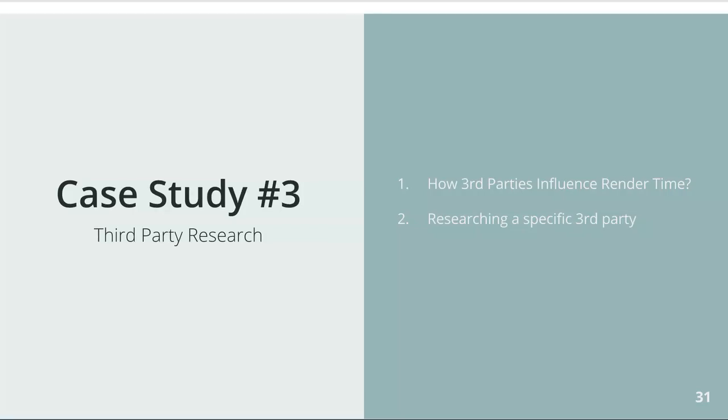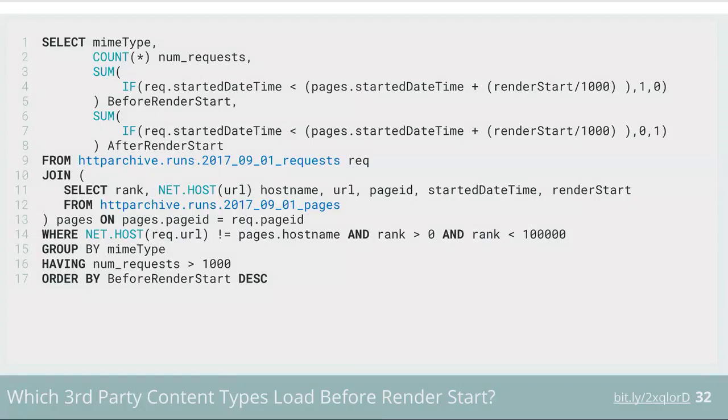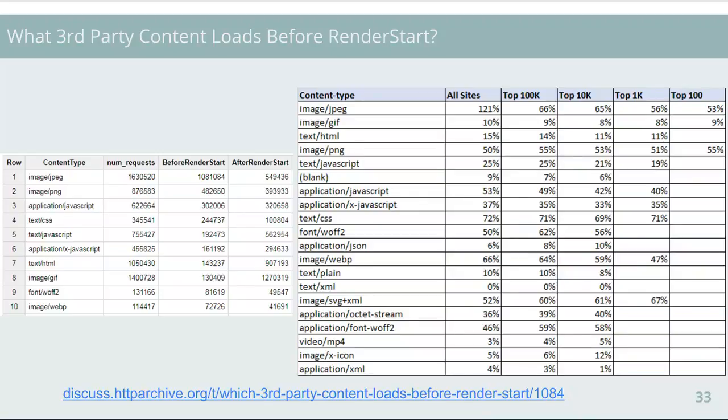Another case study: third-party research. So I had posted something on the HTTP archive discussion forums, and it created a bit of interest in the industry about how third parties influence render time. Everybody knows third parties influence render time, but which third parties influence render time, and how do they influence it? So I ran this scary looking query, which is basically taking a look at HTTP requests and page requests and looking at when the HTTP request was initiated compared to when the page started to render. And I was able to correlate which third-party content types were most likely to impact render time.